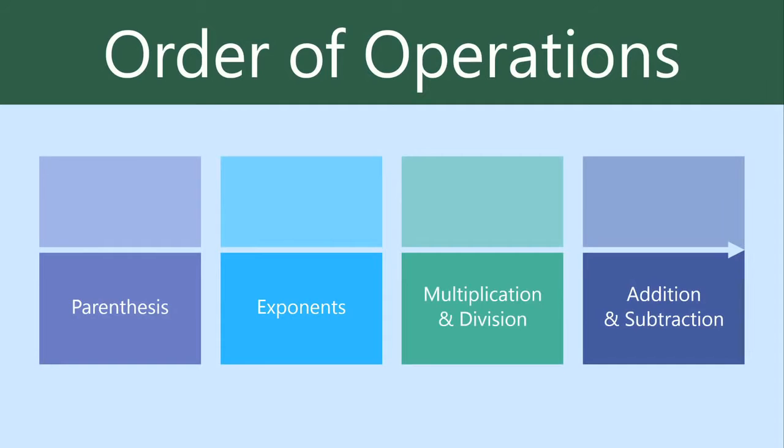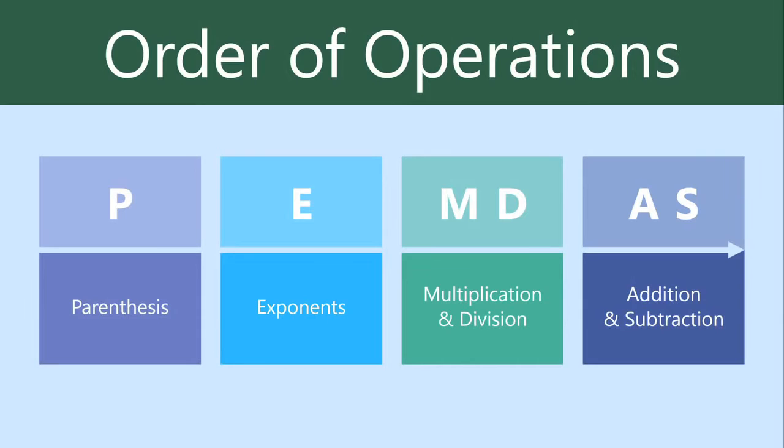Excel uses a set of rules called the order of operations, which you might remember from math class. The order of operations determines which parts of the formula to calculate first. The very first thing that you calculate are the items in parentheses. Then, if you have any exponents, you'll calculate those. Next is multiplication and division. And finally, addition and subtraction.